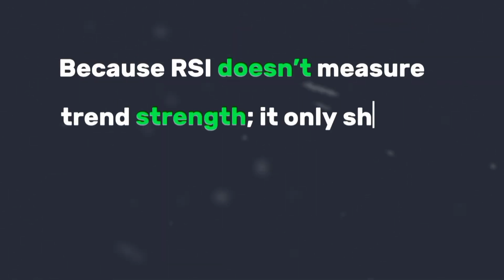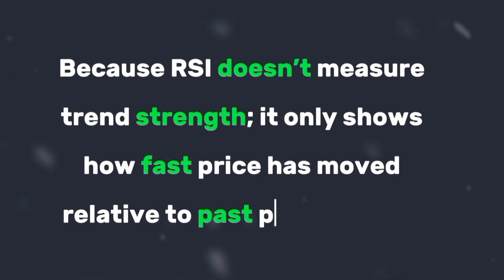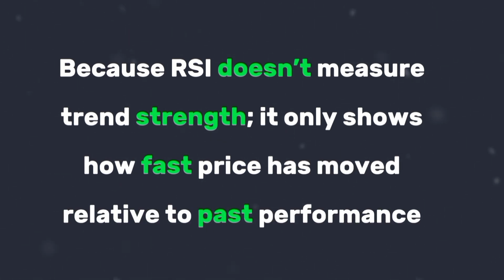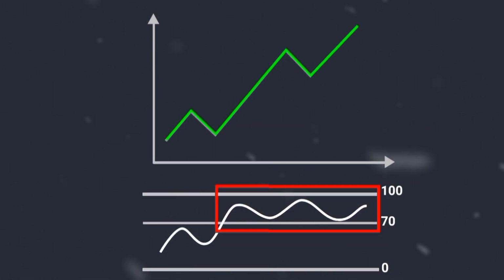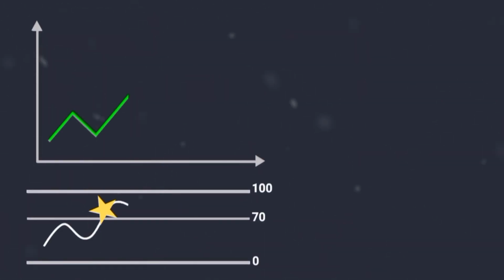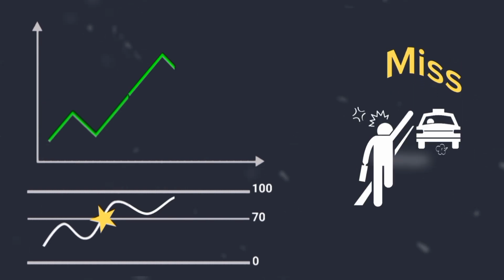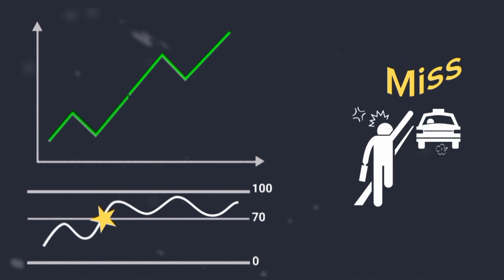Why? Because RSI doesn't measure trend strength, it only shows how fast price has moved relative to past performance. In a strong uptrend, RSI can remain above 70 for an extended period without a significant price drop. In other words, while RSI is in the overbought zone, the price can continue rising. Selling as soon as RSI crosses above 70 may cause you to miss further upside opportunities.